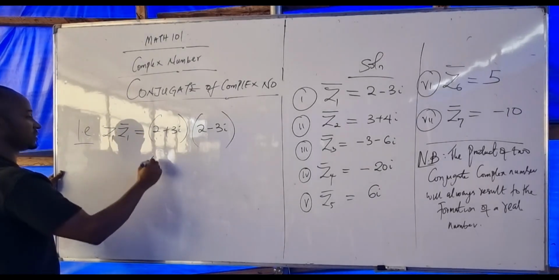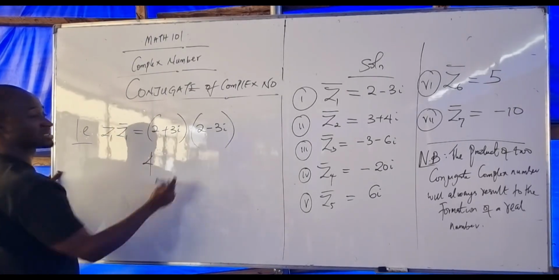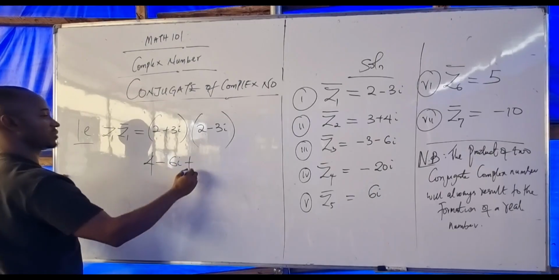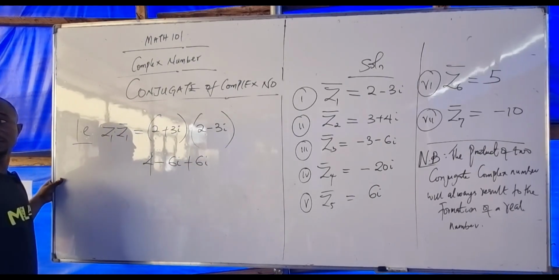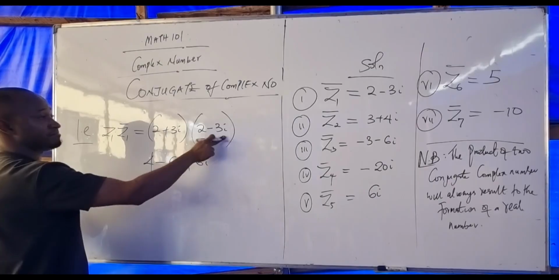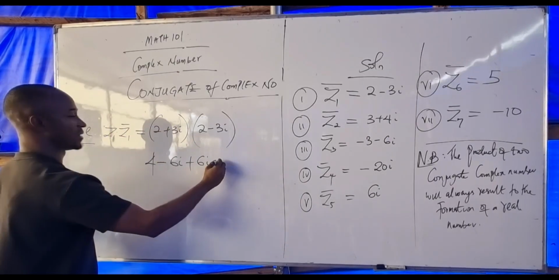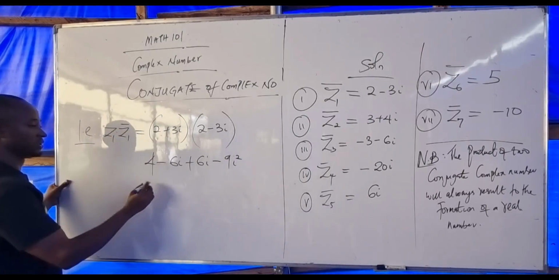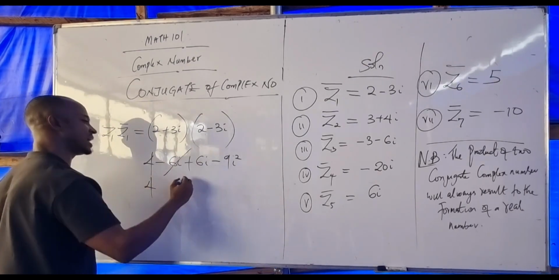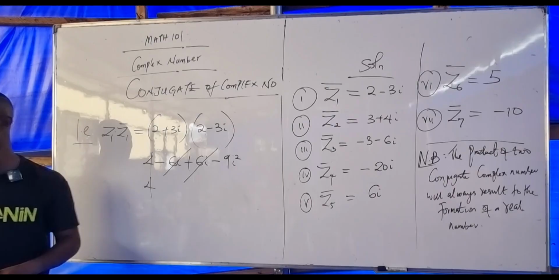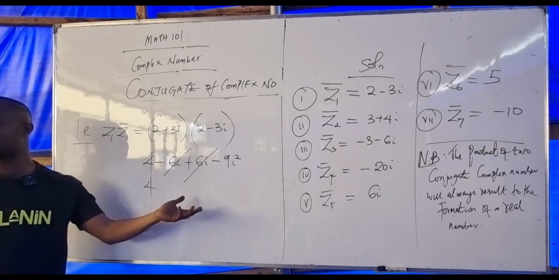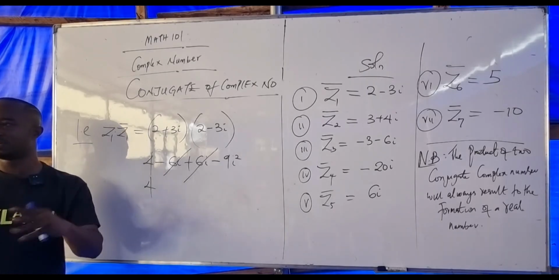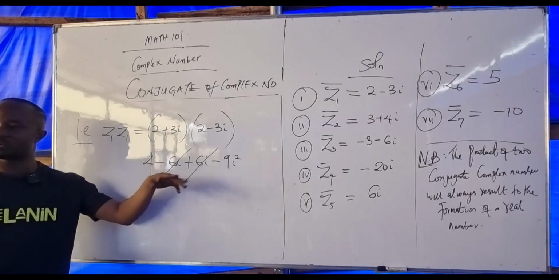2 times 2 will give us 4. What is 2 times minus 3i? Minus 6i. 3i times 2 is plus 6i. Are you following? 3i times minus 3i is minus 9i squared. So this will give us 4, minus 6i plus 6i, which cancel out. If we have similar numbers with opposite signs, they just cancel out. So minus 6i plus 6i is 0.